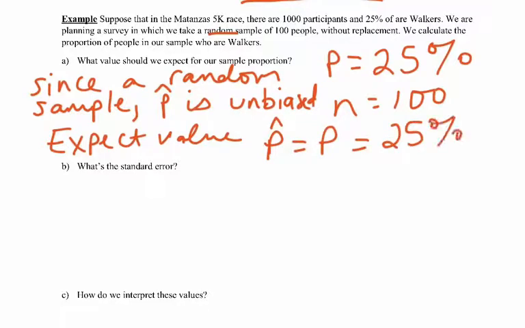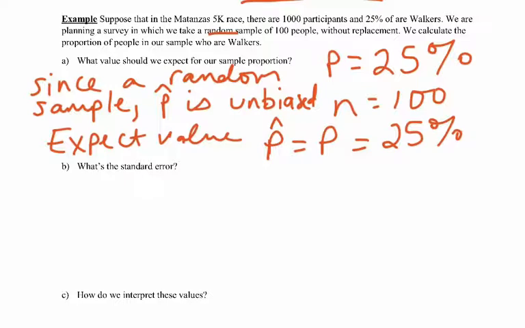So I expect my samples to get about 25% of my 100 people in each sample to be walkers. Could be more, could be less, because we know it's going to vary from one sample to the next. But we expect our sample to have about 25% walkers because it's an unbiased sample, because it was done randomly.